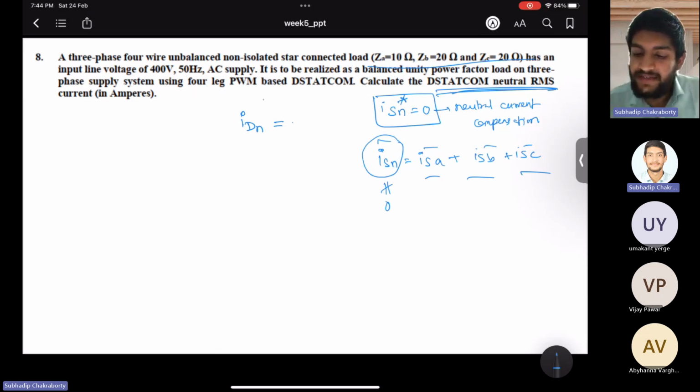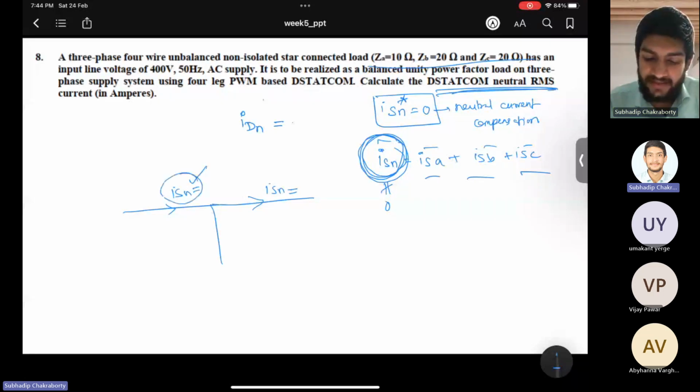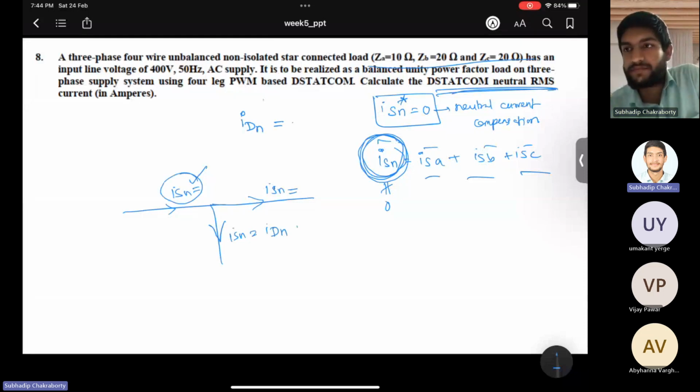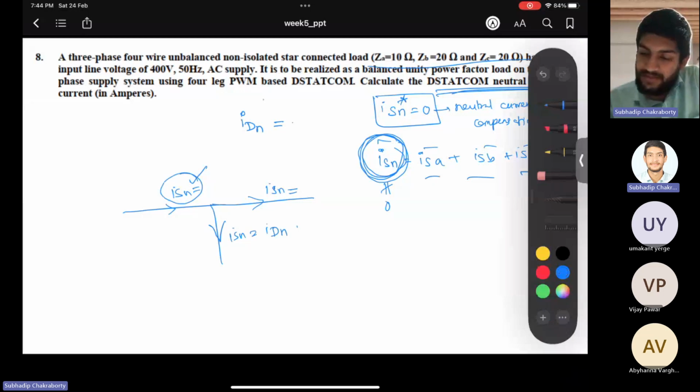So who will bear this neutral current? Who will carry? By applying Kirchhoff's current rule in the neutral wire, the neutral current was existing. Now what we wanted, the neutral current in the line, this was existing. We want to make it 0. So who should carry the neutral current? The DSTATCOM, such that in the line it does not flow, because it was appearing from here. The node I can draw like this. You can have better understanding.